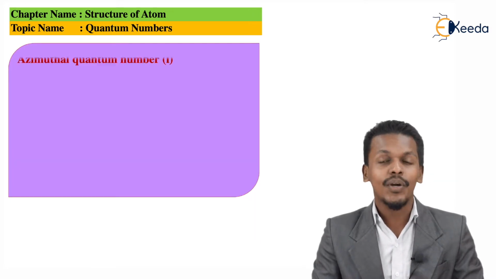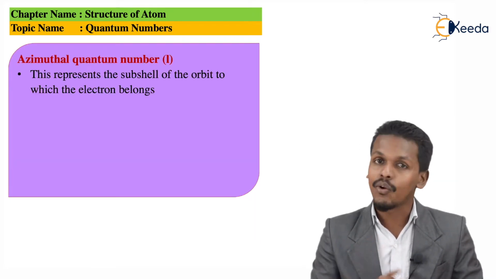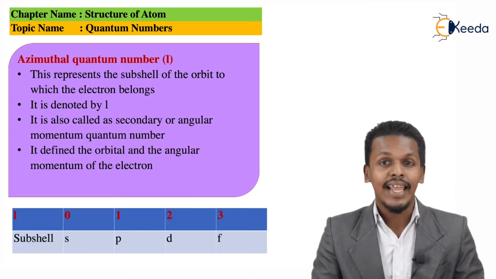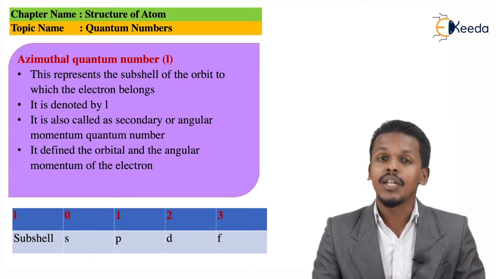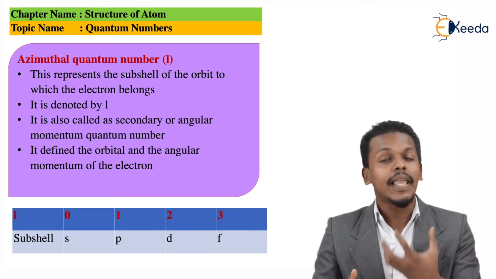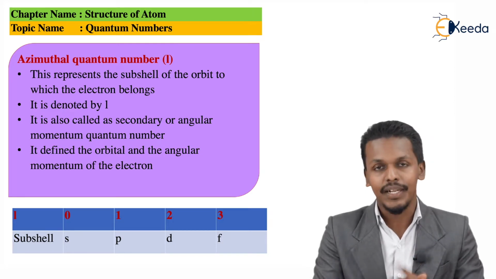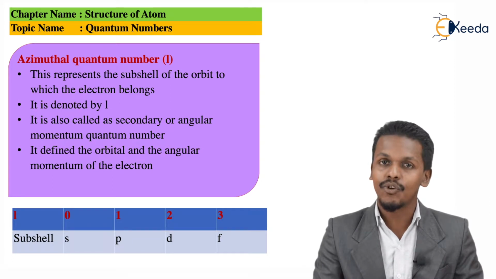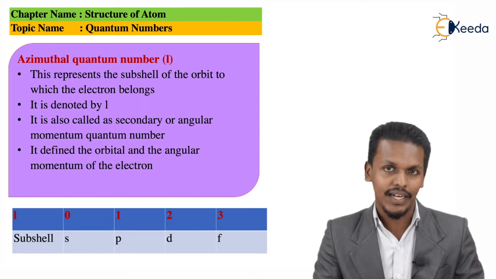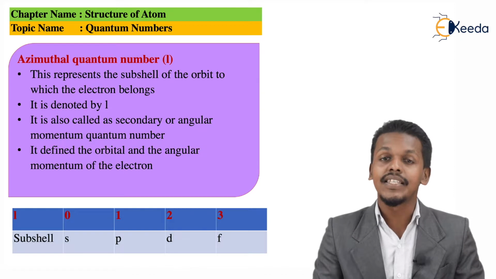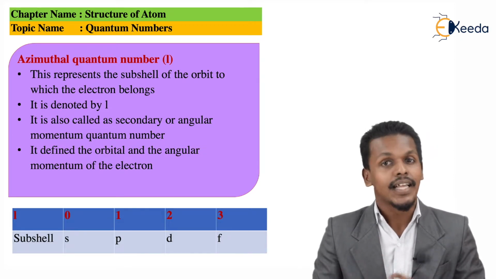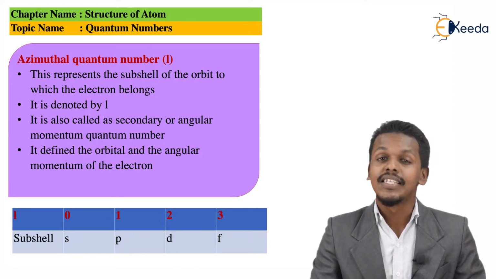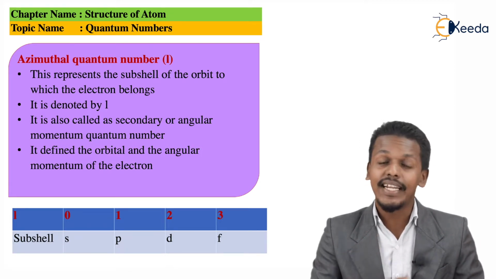Now let me talk about the next one, the azimuthal quantum number. The azimuthal quantum number is denoted by small l, and it denotes the presence of the subshell in the main shell. For example, the first shell consists of only one subshell, the s subshell. The second shell consists of two subshells, s as well as p. That's the reason the azimuthal quantum number is also known as the subsidiary quantum number.